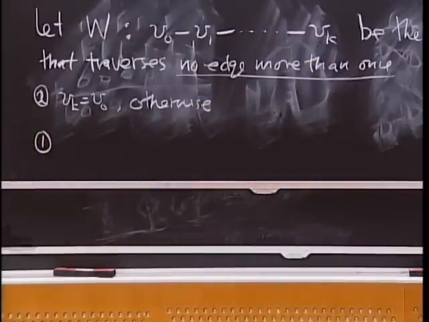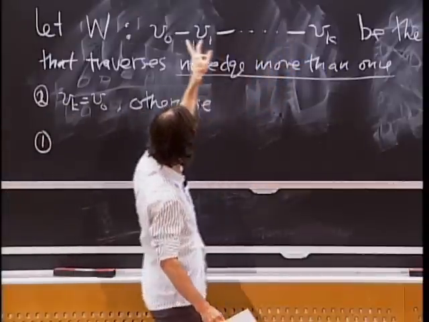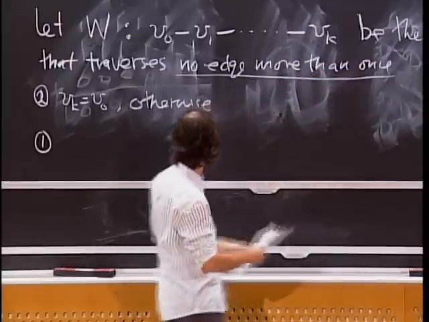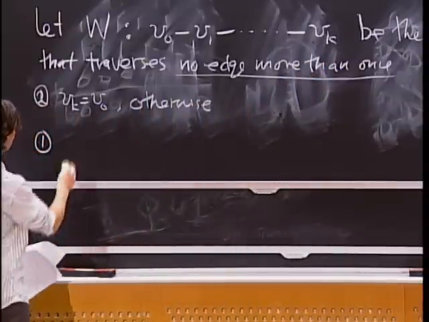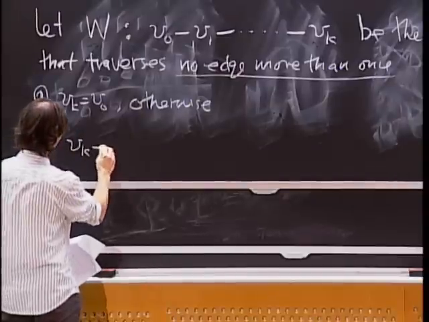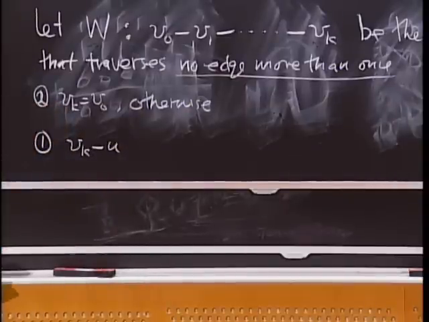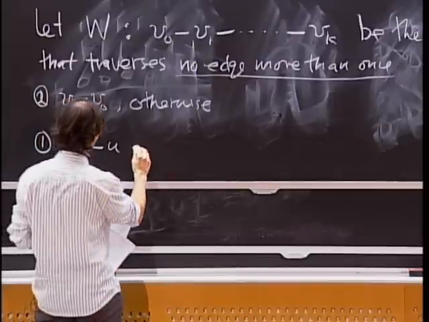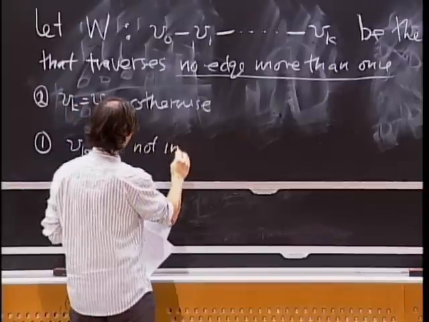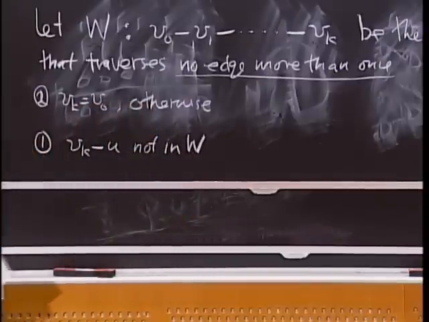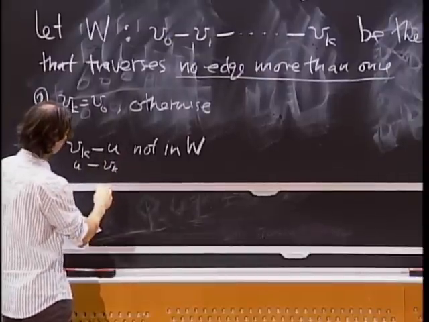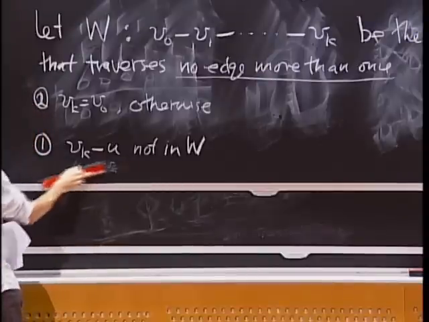Now, if there is an edge that is not covered in this walk, then I can lengthen the walk, right? So if I have, say, another edge, an edge from Vk to some U, where this edge is not in the walk, or the other one is not in the walk. Well, it doesn't matter in an undirected graph, of course.